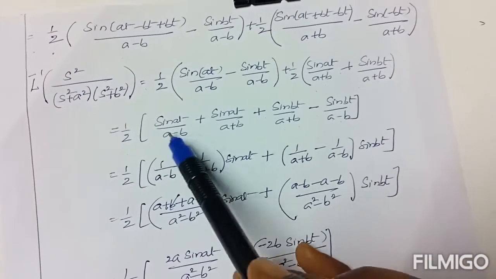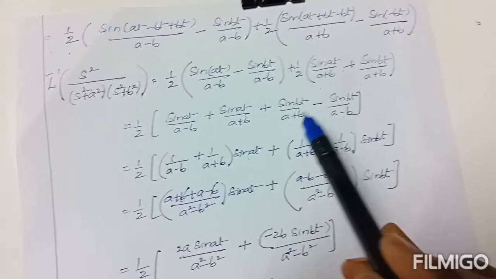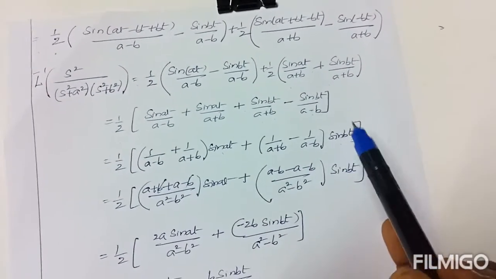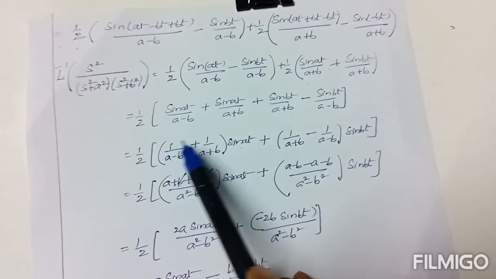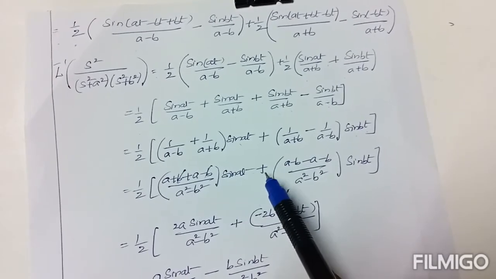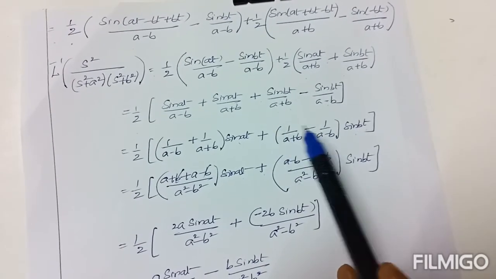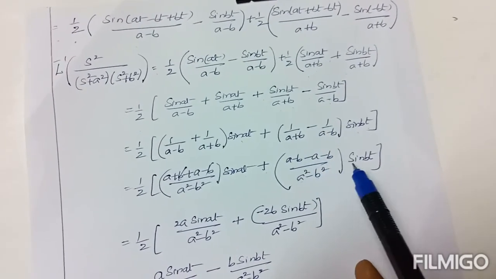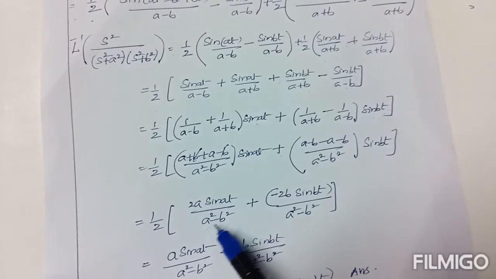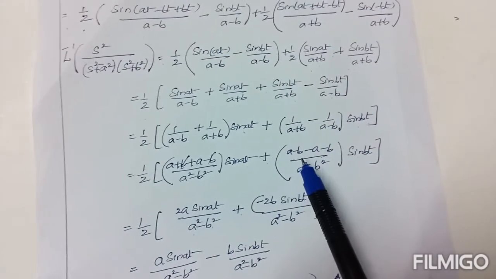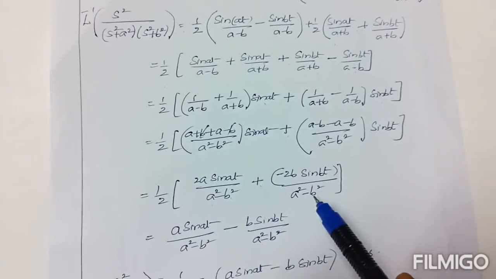From these two, which one has common? Sin at. Now from these two the common term function is sin bt. Here the LCM is a plus b into a minus b, a square minus b square. Here a plus b plus a minus b, sin at, plus, a plus b into a minus b, a square minus b square is the LCM, a minus b minus this one, sin bt. Simplification. Here it is 2a sin at by a square minus b square, plus, here also the cancellation terms, a minus 2b sin bt by a square minus b square.